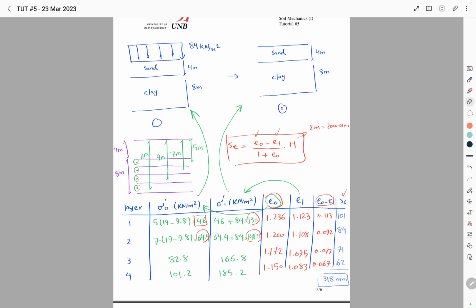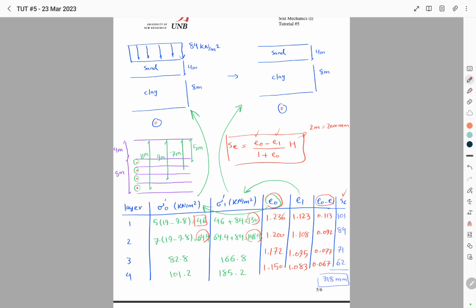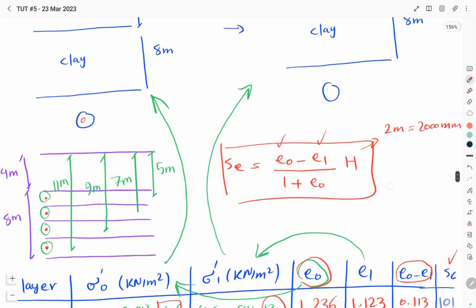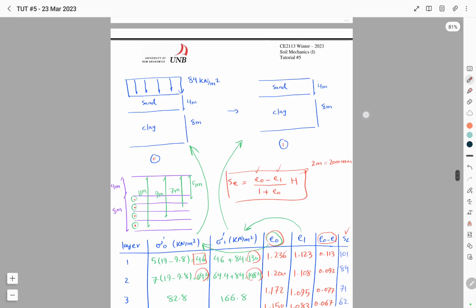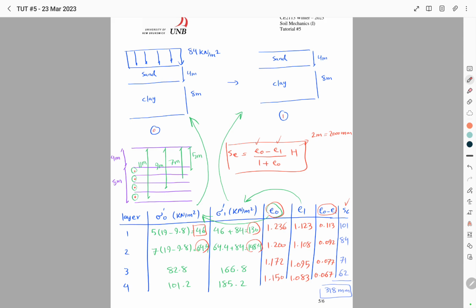So we have the load in the initial situation, and then in the final situation we are removing the load, and in this case there's gonna be swelling because we're removing the load, and the clay layer is gonna expand, and we want to know how much expansion is gonna happen.